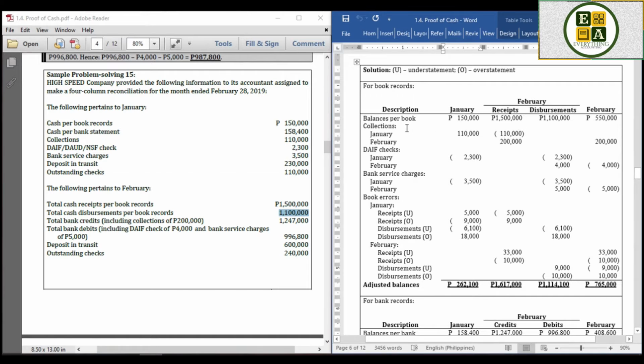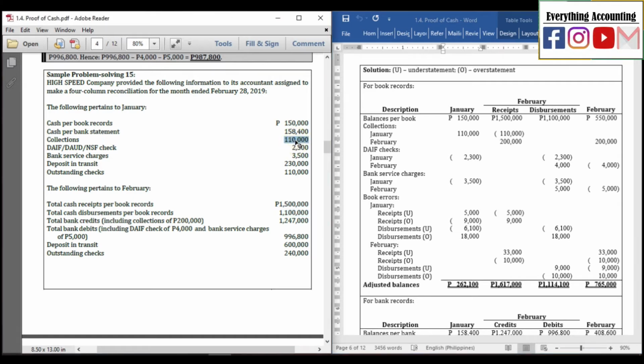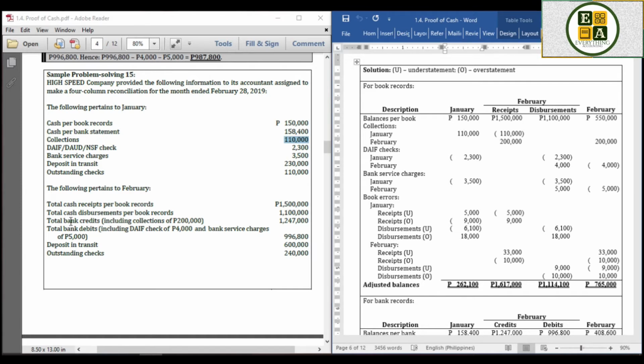Okay. So, I proceed to credit memos, specifically the collections. Let's find January first. January, we have 110,000. So, post here as an addition to the 110,000, but minus here from February receipts. Then, find February. February can be found in the information for February. In the total bank credits, it says including collections of 200,000. So, add it here. Okay? Then, add it also in the receipts column and add it also in the February column. Okay? I hope you followed.